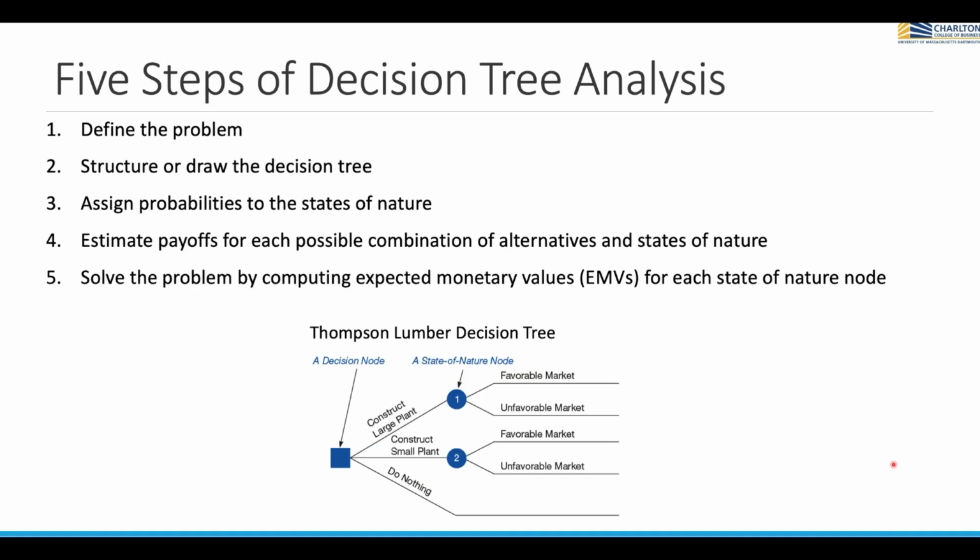In analyzing the decision tree, these are the five necessary steps. First of all, define the problem, structure or draw the decision tree, assign probabilities to the states of nature, estimate the payoff for each possible combination of alternatives and states of nature, and solve the problem by computing the expected monetary value for each state of nature node.